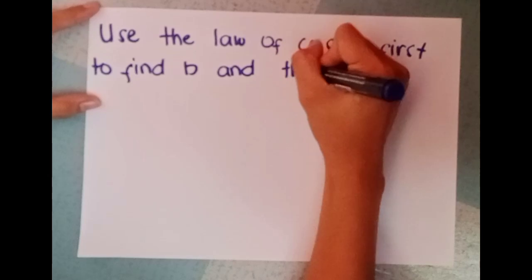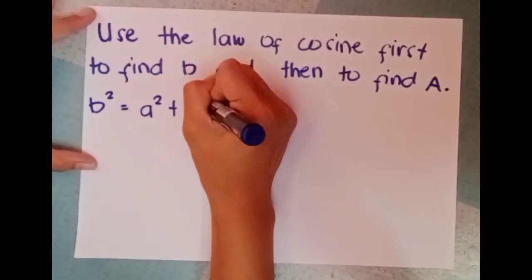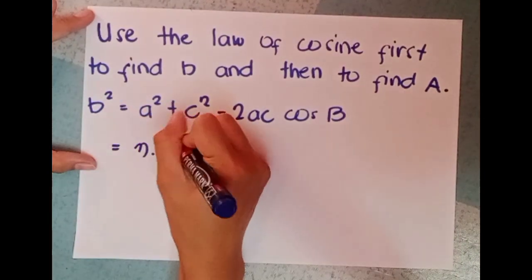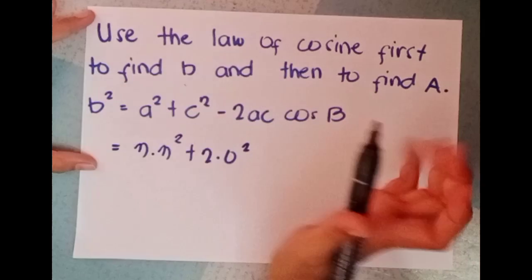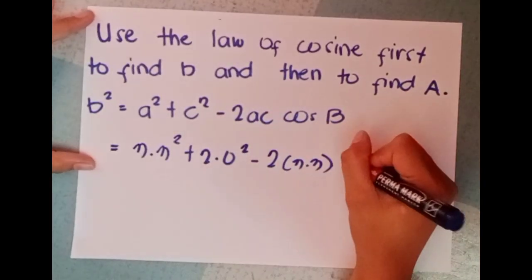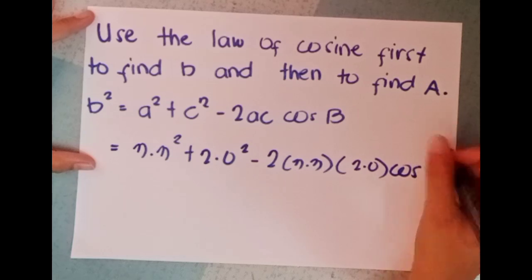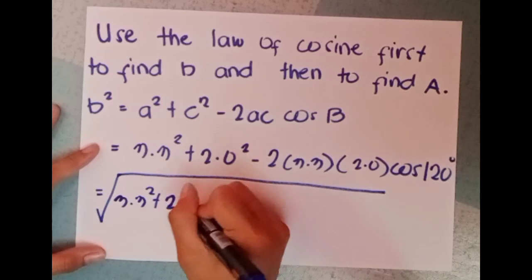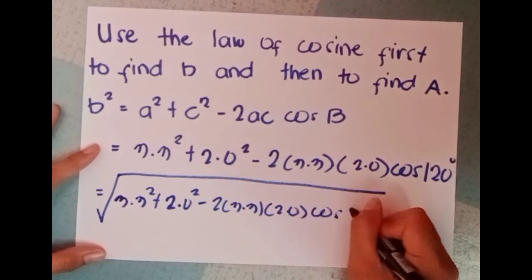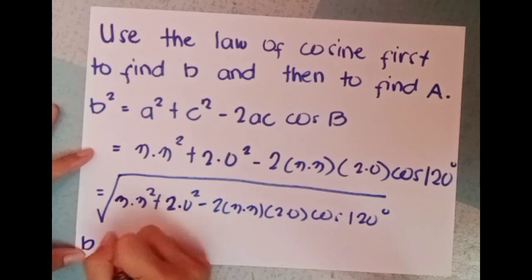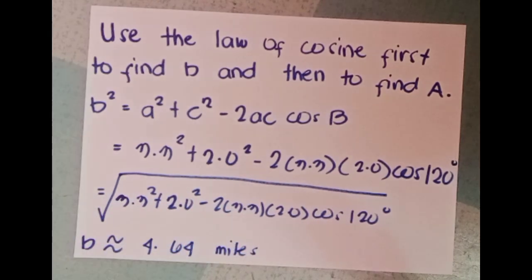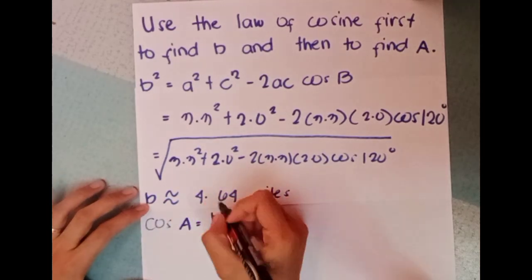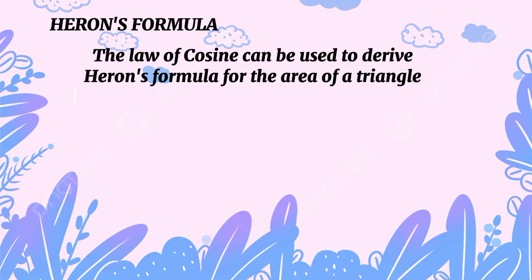Use the law of cosine first to find b and then to find A. b squared equals a squared plus c squared minus 2ac cos B. Formula. Substitute. Then square root of 3.3 squared plus 2 squared minus 2 times 3.3 times 2 cos 120 degrees. The answer is b equals 4.64 miles. For angle A, same process, substitute, then we get the answer A equals 37.93.